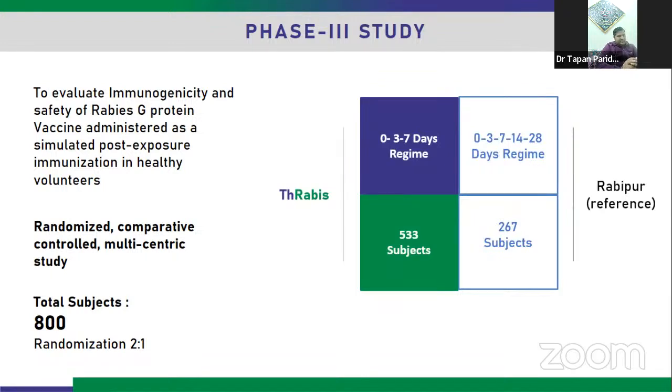Here the study has 800 subjects, with 533 subjects with Thrabis and 267 with our reference, Rabipur. This is the 5-dose IM regimen, days 0, 3, 7, 14, 28. So this is a randomized trial, 2:1 ratio. Next slide.